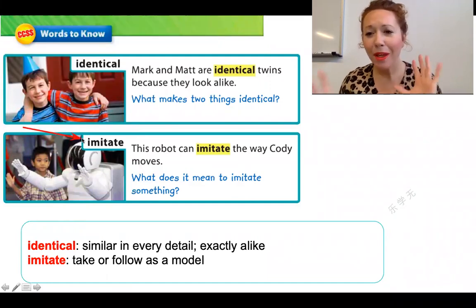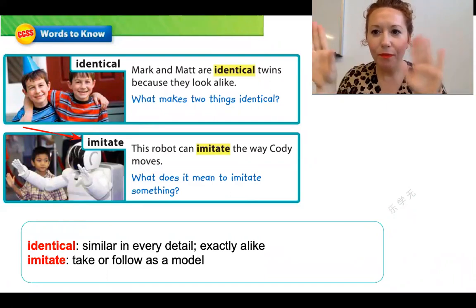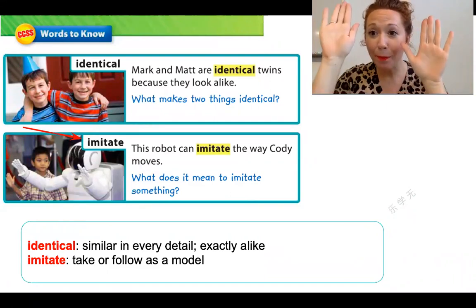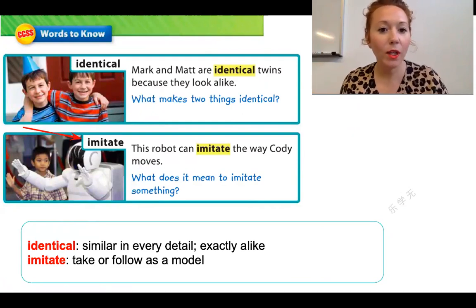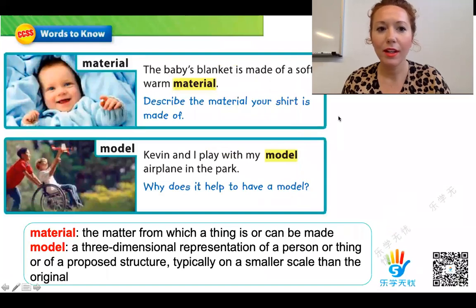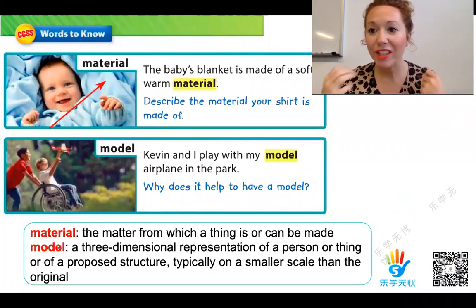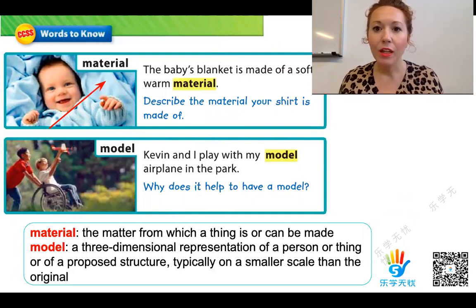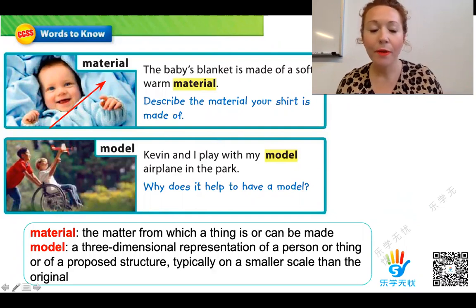Imitate. So if I'm imitating something, it means that I am going to follow a model. So imitate me. Boop, boop, boop, boop. Okay? This robot can imitate the way Cody moves. Now we have material. Material is matter or a substance from which something is made. The baby's blanket is made of a soft, warm material.